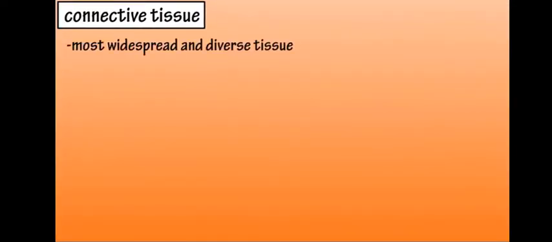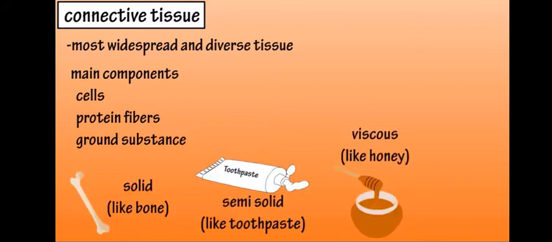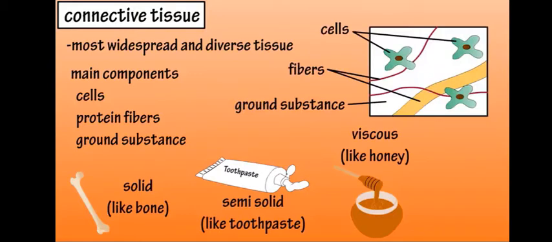Connective tissue is the most widespread and diverse of all the tissues, and it has three main components: cells, protein fibers, and ground substance. Ground substance is produced by connective tissue cells. It is a non-cellular material, and it can be solid, semi-solid, or viscous, meaning thick and sticky. The cells and protein fibers reside within this ground substance, and the ground substance and protein fibers together are often referred to as the extracellular matrix.